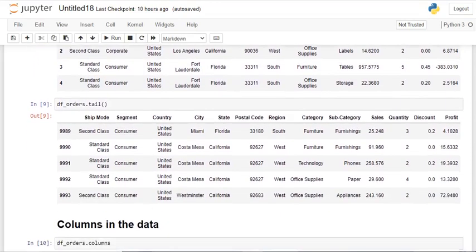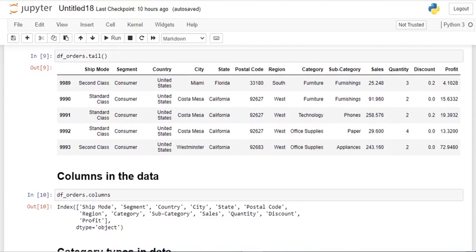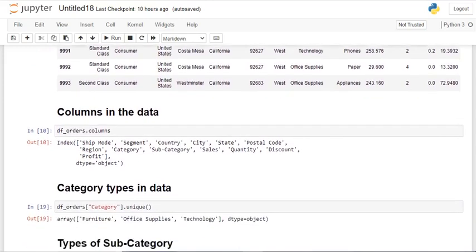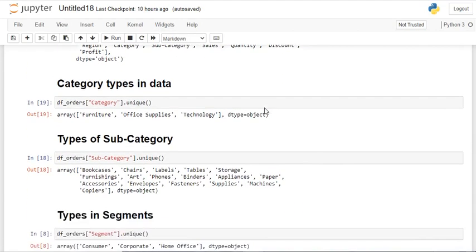And the tail part, the last 5 data points, can be seen here. And columns in the data set: if you use dot columns, it is going to give what are the different columns present in the data set. Around 13 columns are there in the data set.